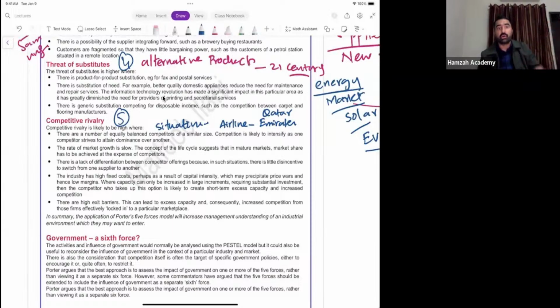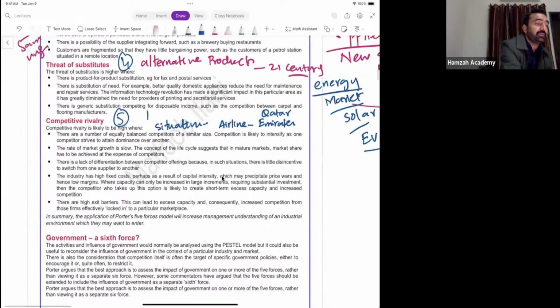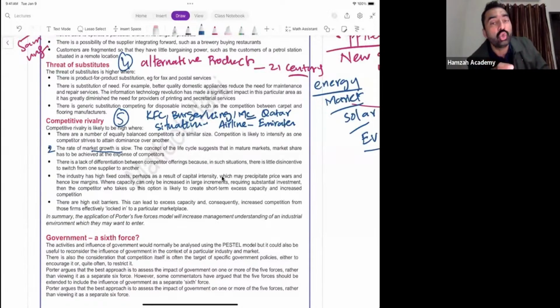In Europe, you can think of Air France or Lufthansa or British Airways, and they compete with each other. Okay. Same case with the fast food industry as well, like McDonald's, Pizza Hut, KFC, they all have similar sizes, so they compete with each other. The fast food industry, KFC, Burger King and McDonald's, they all compete with each other. Number two, the rate of market growth is slow. When the market is slow, it means there is not much potential in the market. A slow market means fewer new customers. So what does that mean? You have to compete for existing customers.